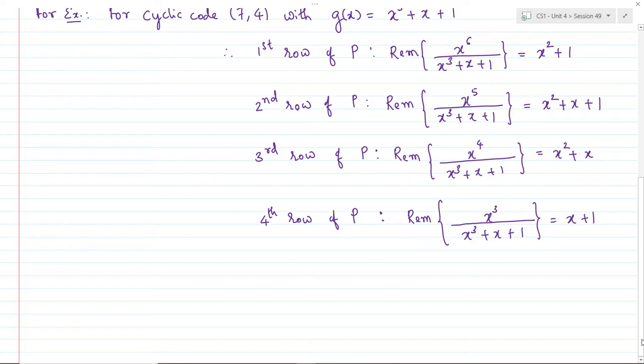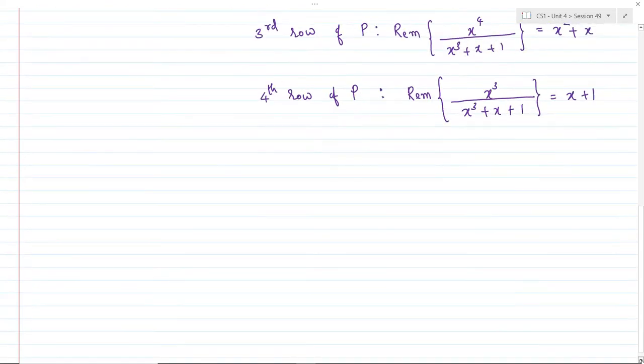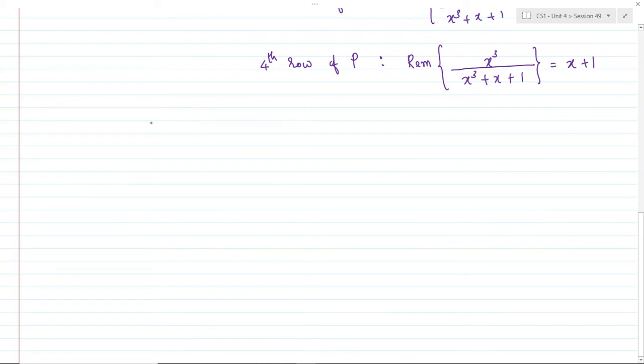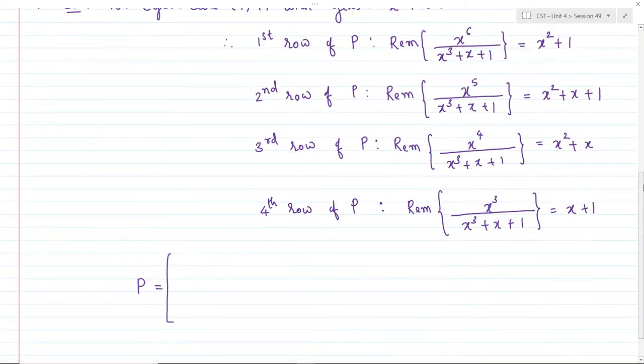Once we know the k rows of P, the parity matrix here is of 4 rows, with the first row being x square plus 1. We know that the parity matrix is of size k cross m. So there are k rows and m columns, where m is n minus k, which is 3.